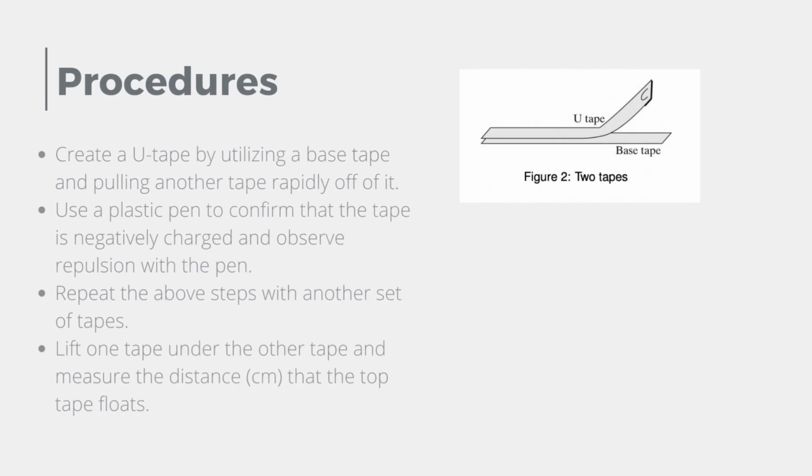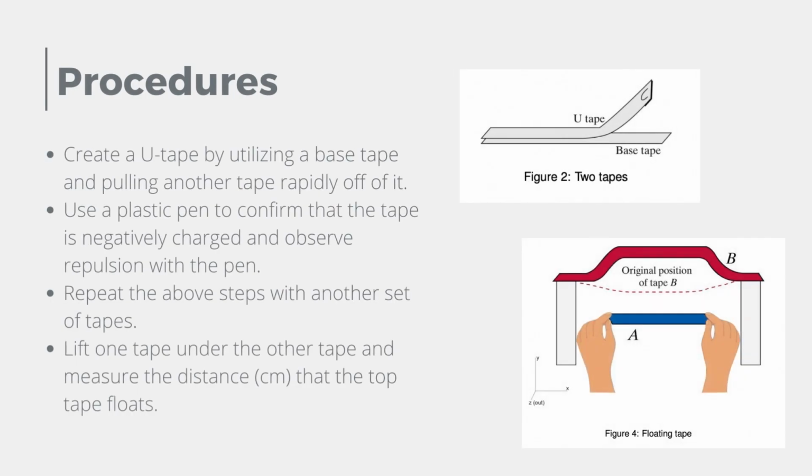The procedure of the lab includes creating a U-tape. To do this, you take two pieces of tape, set one as the base tape, and place another on top of it. Then quickly remove the tape that's on top. To make sure that the tape is negatively charged, use a plastic pen and observe the repulsion that occurs. Now repeat those steps with another pair of tapes. Finally, hover one of the U-tapes over the other and measure the distance of separation. This value for us was 1.8 centimeters, or 0.018 meters.